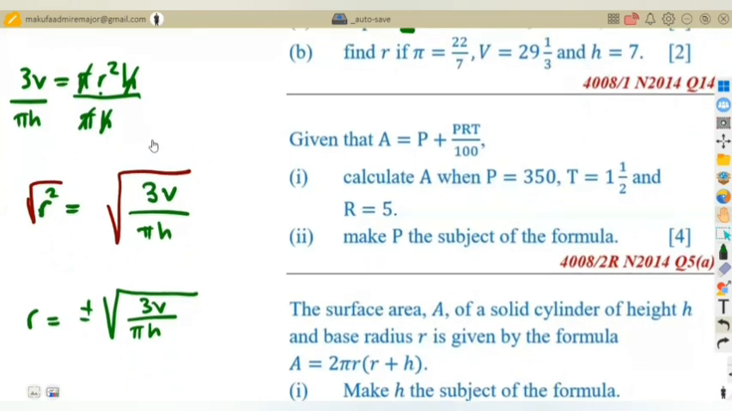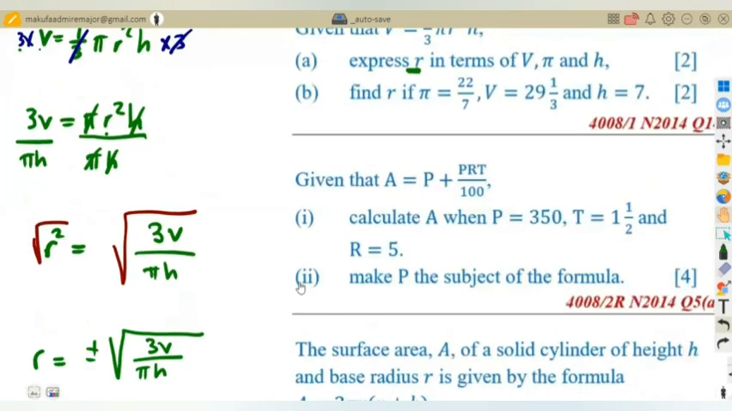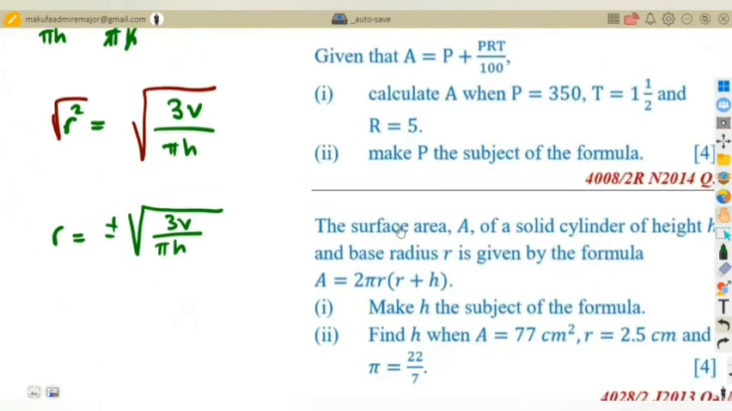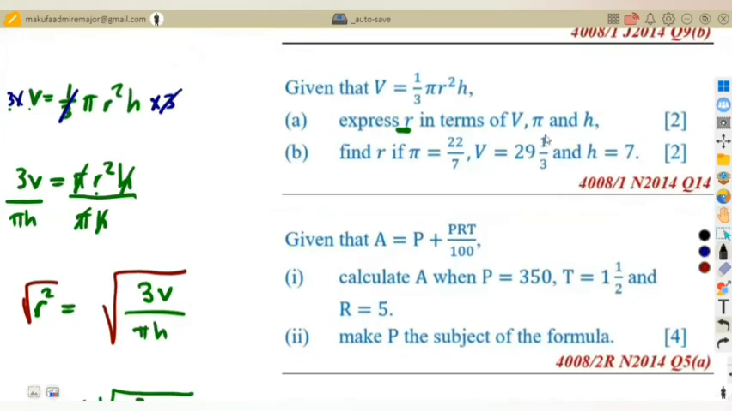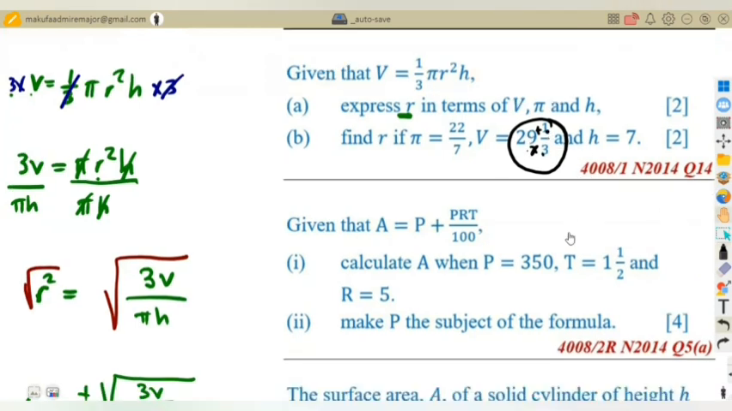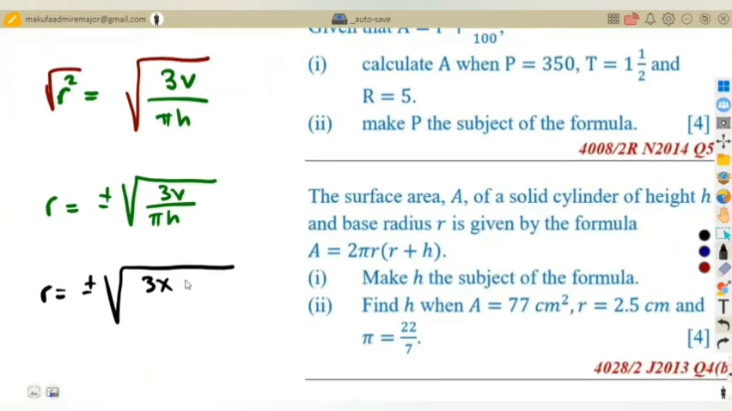You are just substituting your values into the formula that you are given. Already we have made r the subject, and all right, so here we're just going to substitute the values that we obtained. So our r is going to be plus or minus the square root of 3 times V. So V here is 29 and a third. So you're supposed to express this at least as an improper fraction. If you are to simplify, multiply here, add 1, you're going to obtain 88 over 3. This is going to be 87 plus 1, which is 88 over 3. So V is going to be 88 over 3 in this case, everything over pi.